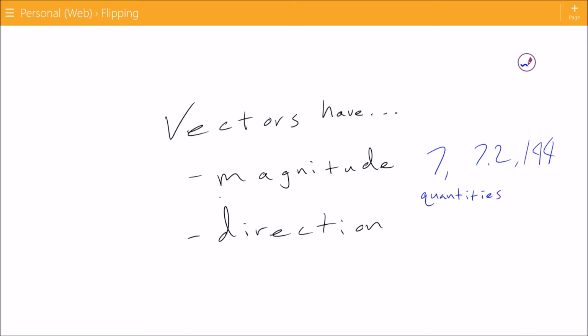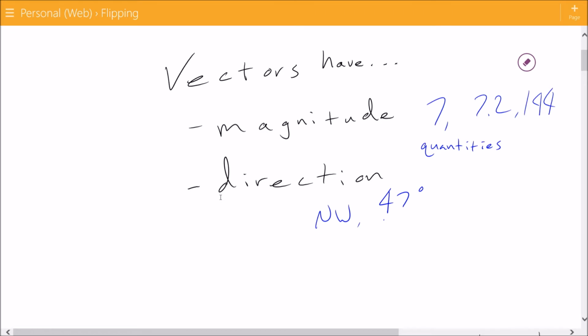The direction is also something that is needed to have a vector. You must have both of these. So this could be, you could say it's northwest. You could say that the vector is 47 degrees. You've got to give some sort of direction for where it is going in addition to the quantity. Without both of these, then you don't have a vector.